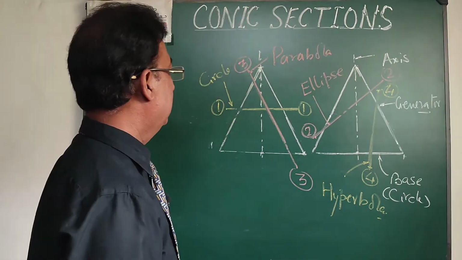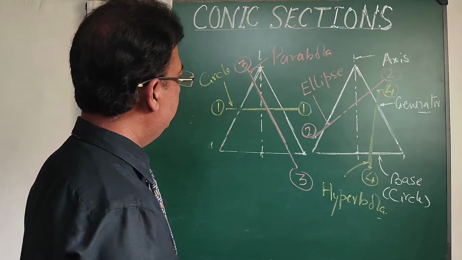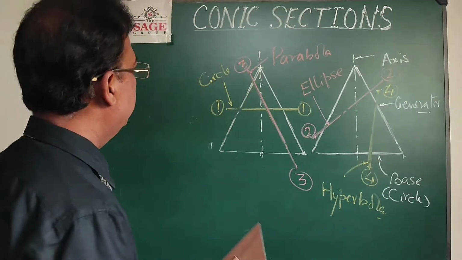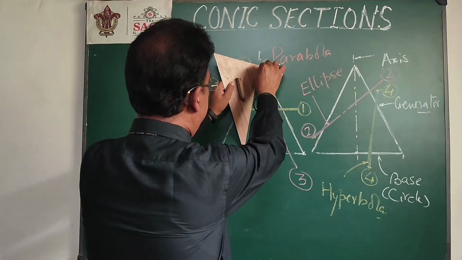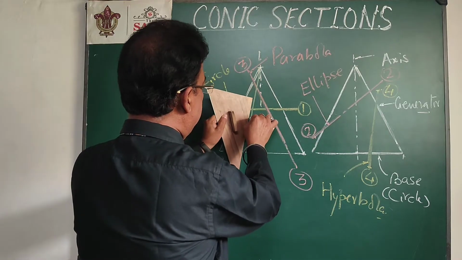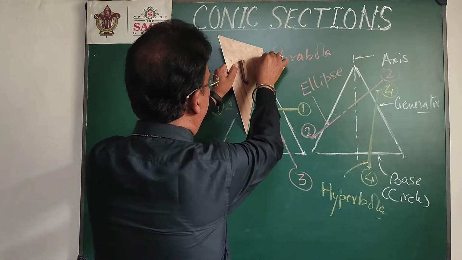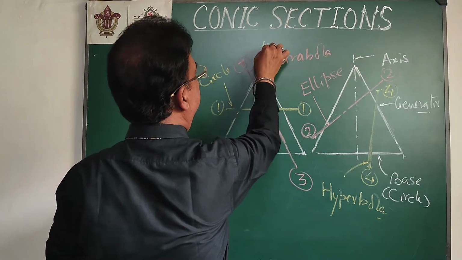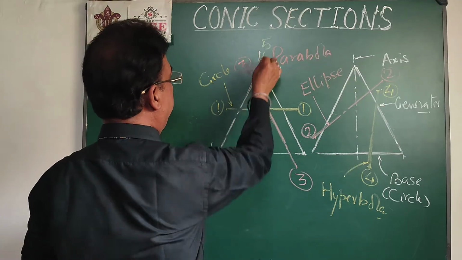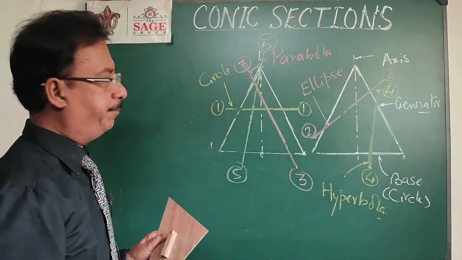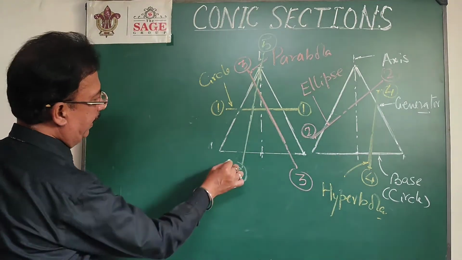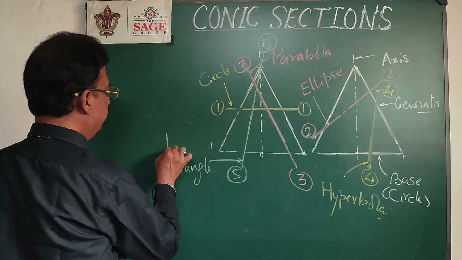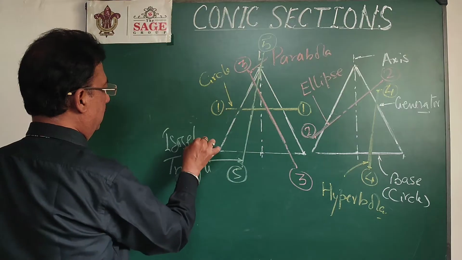One more option: suppose I cut this cone by a section plane which is inclined to the base, cuts the base and passes through the apex. When it passes through the apex, we get one point at the apex and two points on the base, and what we get is a triangle, and most of the time that will be an isosceles triangle.